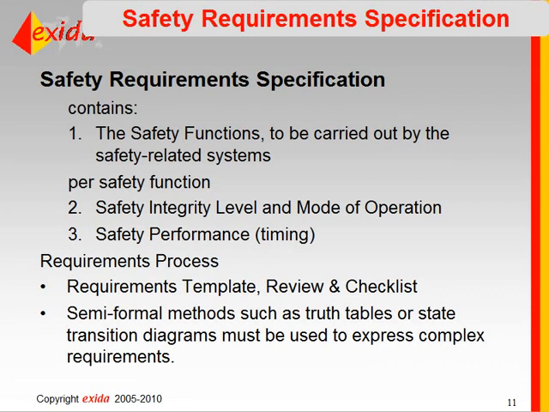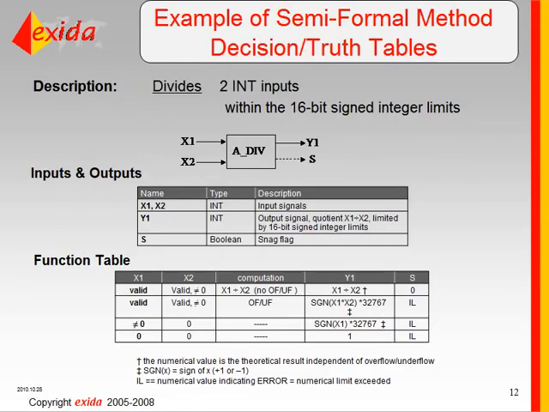And so the main purpose of semi-formal methods is to make the requirements more clear than if you were to document them in plain English, for example. Just as an example, we have a pretty simple block here which just does a division. It takes two numbers, x1, x2, and divides, and the result is output into y1. And then there's an S flag, which I guess would report if there's an error of some kind.